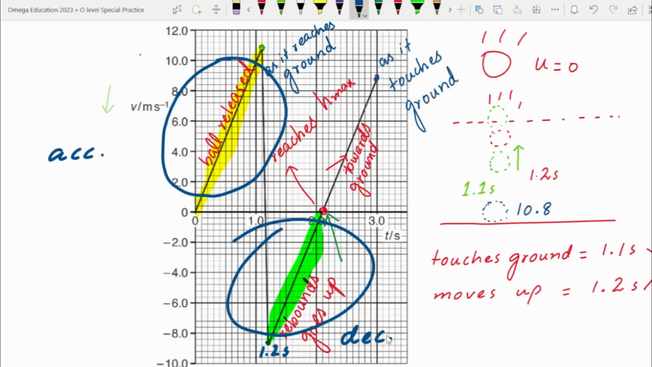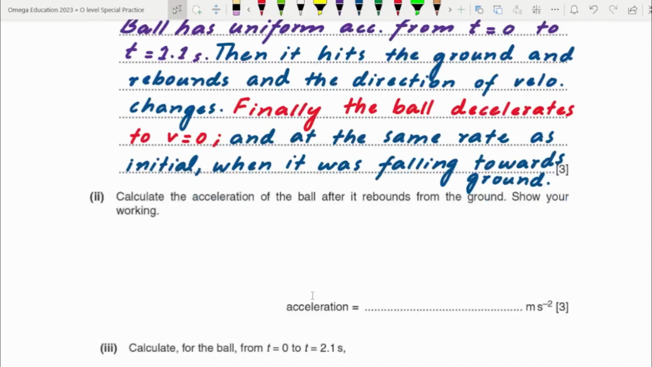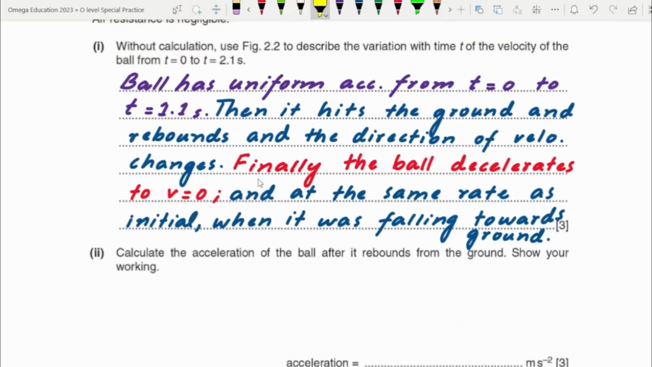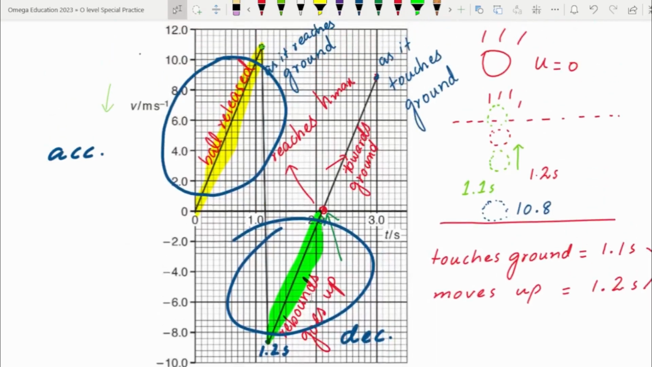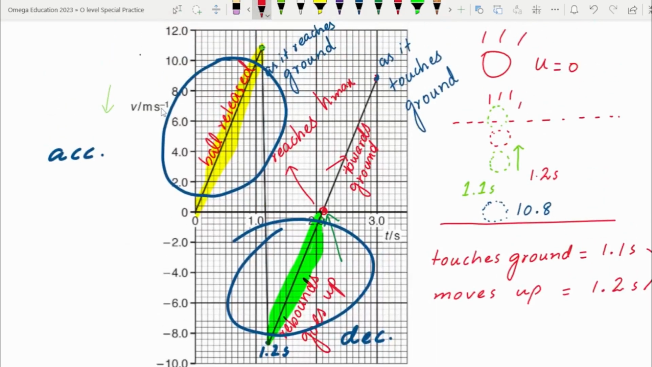But the thing here, the last part that we mentioned over here, and at the same rate as initial, when it was falling towards the ground, the ball decelerates and eventually comes to a halt, but at the same rate. What does that mean? It means whatever the initial acceleration was when the ball was coming towards the ground, in terms of magnitude, that acceleration equals this deceleration. And how do we know?